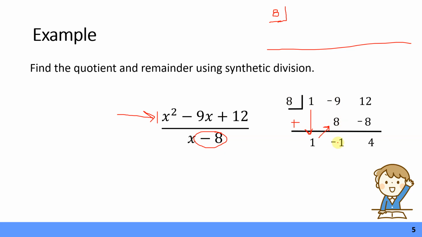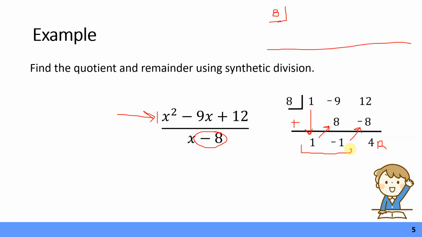And then remember, since the number is below the line, I'm going to multiply times 8. So 8 times -1 gives me -8, and then I add these. So 12 plus a -8 gives me a 4. So I'm going to go ahead and put a little r here so I remember this is my remainder. And then these two numbers are going to be the new coefficients of the answer.